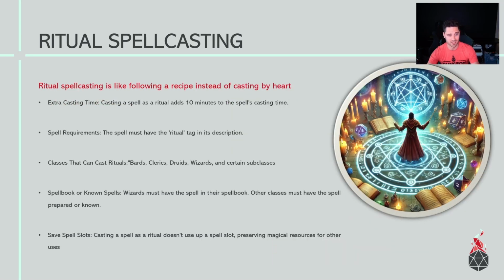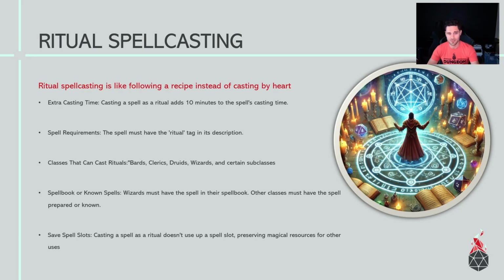Now, a bonus to this, and the last thing I want to cover today, is ritual spellcasting. Ritual spellcasting is like following a recipe instead of casting by heart. So this has extra casting time. It adds 10 minutes to your spell's casting time. So like I said before, a spell is going to tell you if it costs an action or a minute to cast. Casting it as a ritual adds 10 minutes to that time.